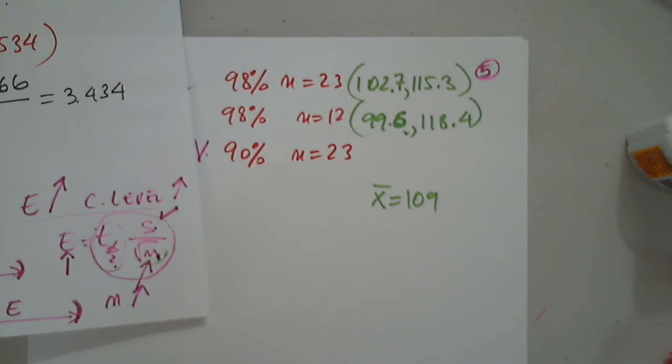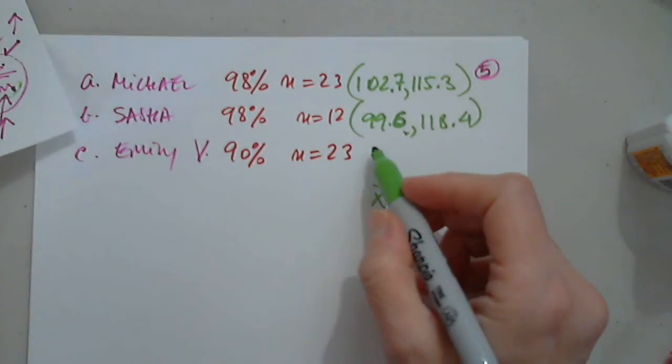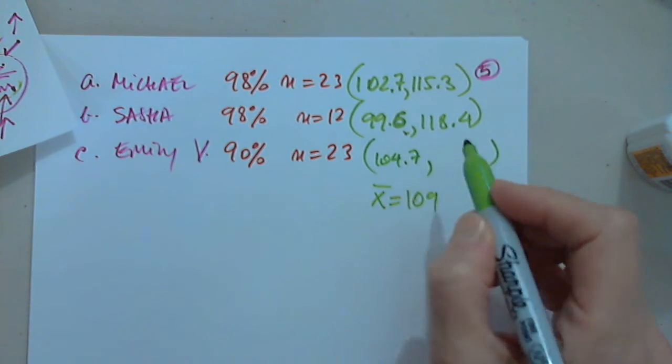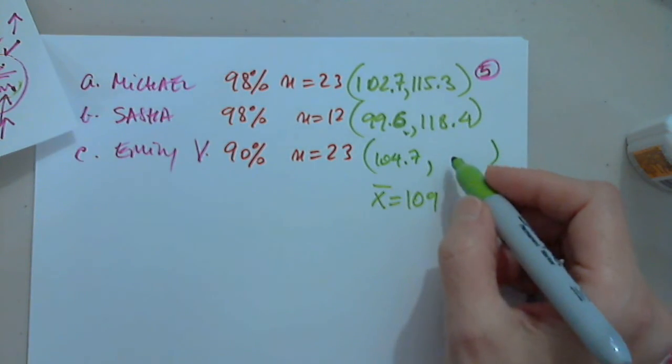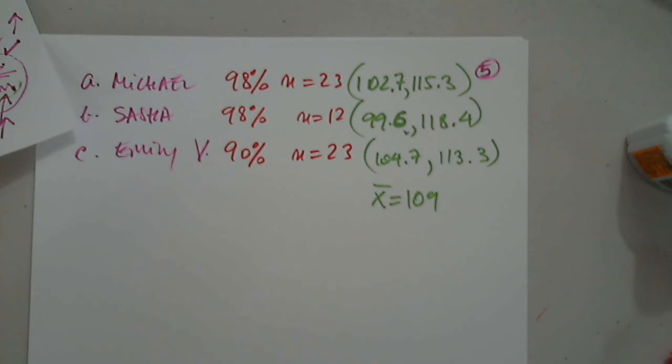Okay, so the last one, do we have the 90%? Yeah. So the lower bound, I got 104.7. Perfect. And then the upper bound was 113.3. Good. So 104.7. Again, 104.7. Third time is a charm. Okay, and 113.3. Okay. Great job, all of you.